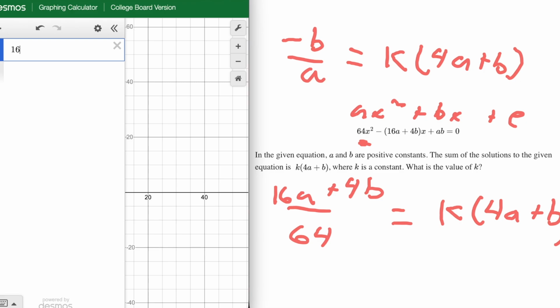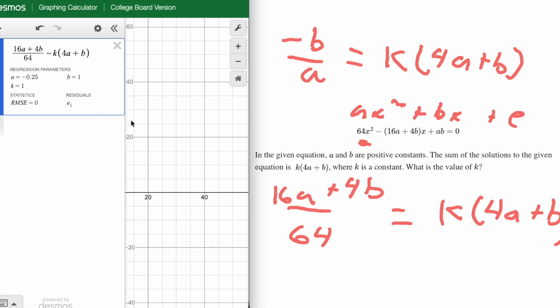So what I would do is 16a plus 4b and then over 64. And remember, for regression, use the tilde, which is in the top left of your keyboard. It looks like this. And then is equal to k times 4a plus b. So this gives us the value of k, which is 1, but this is actually not the correct answer. So it's saying that when a is equal to negative 0.25, b equals 1, and k equals 1. But this needs to be true for all values of a.